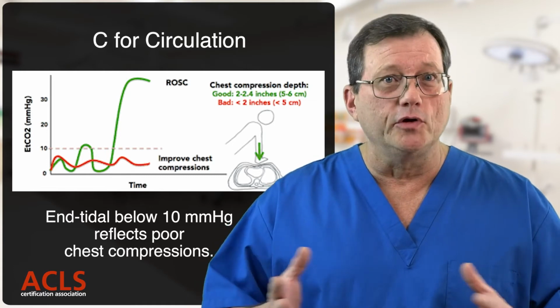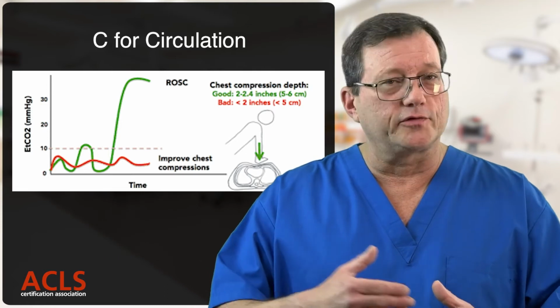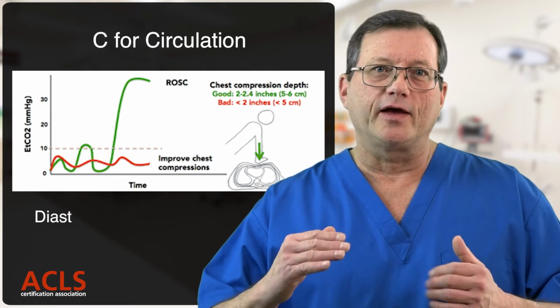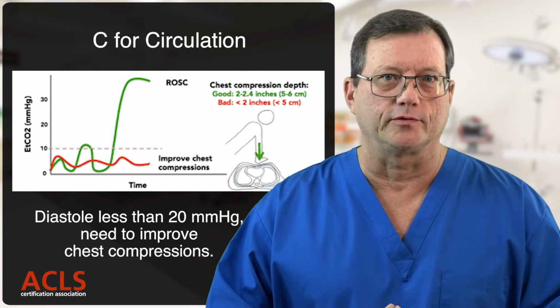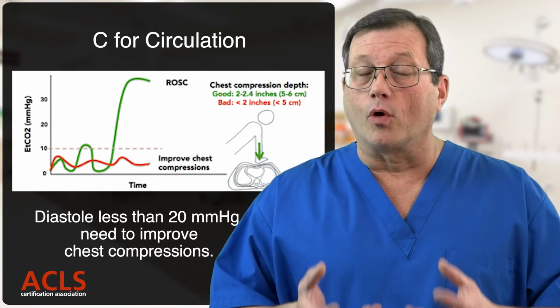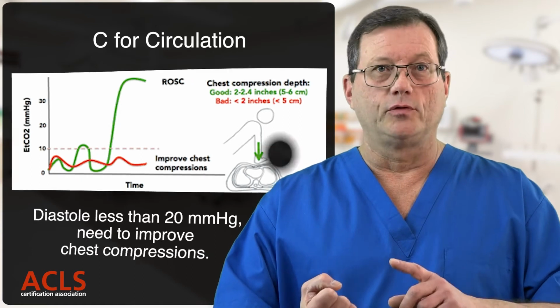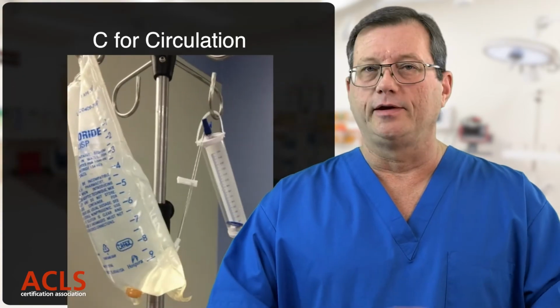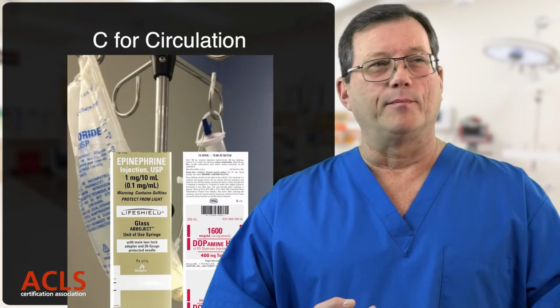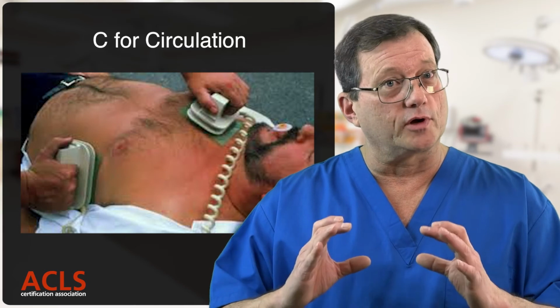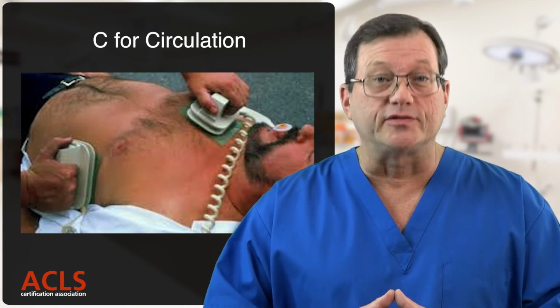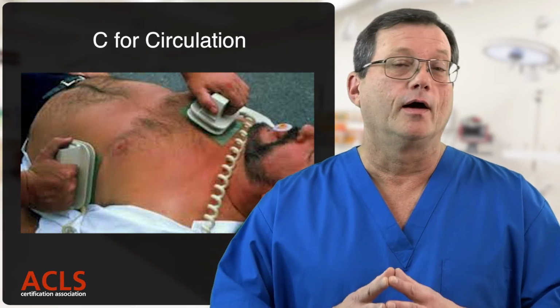Now, if you're up in a unit and a patient has an art line in, an arterial line, a diastolic less than 20 also suggests we need to improve our chest compressions. As far as supporting circulation, we may need to administer fluids, we may need to administer medications, and most emergently, we may need to defibrillate the patient if they're in a lethal arrhythmia. And these are the items we're going to focus on during the C phase, or circulation phase, of the primary assessment.